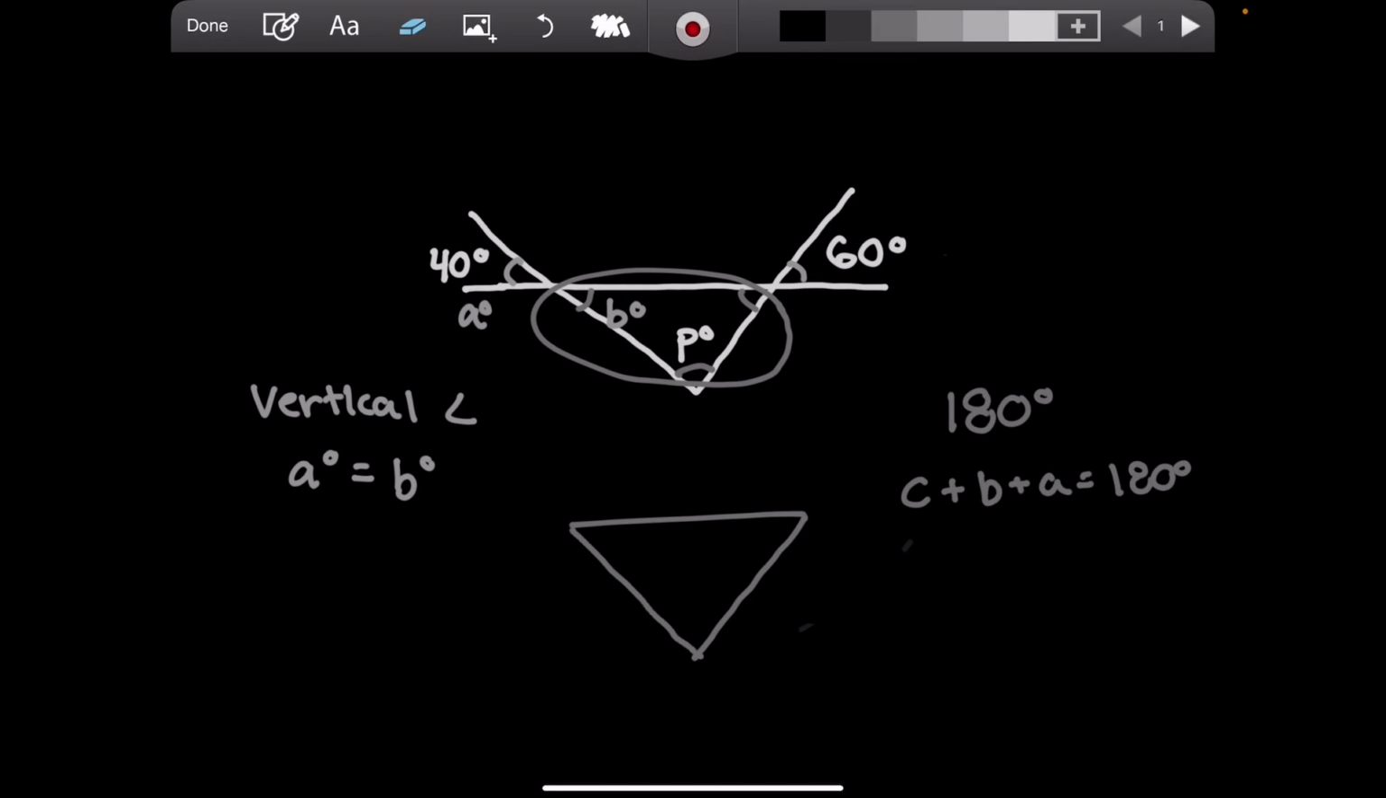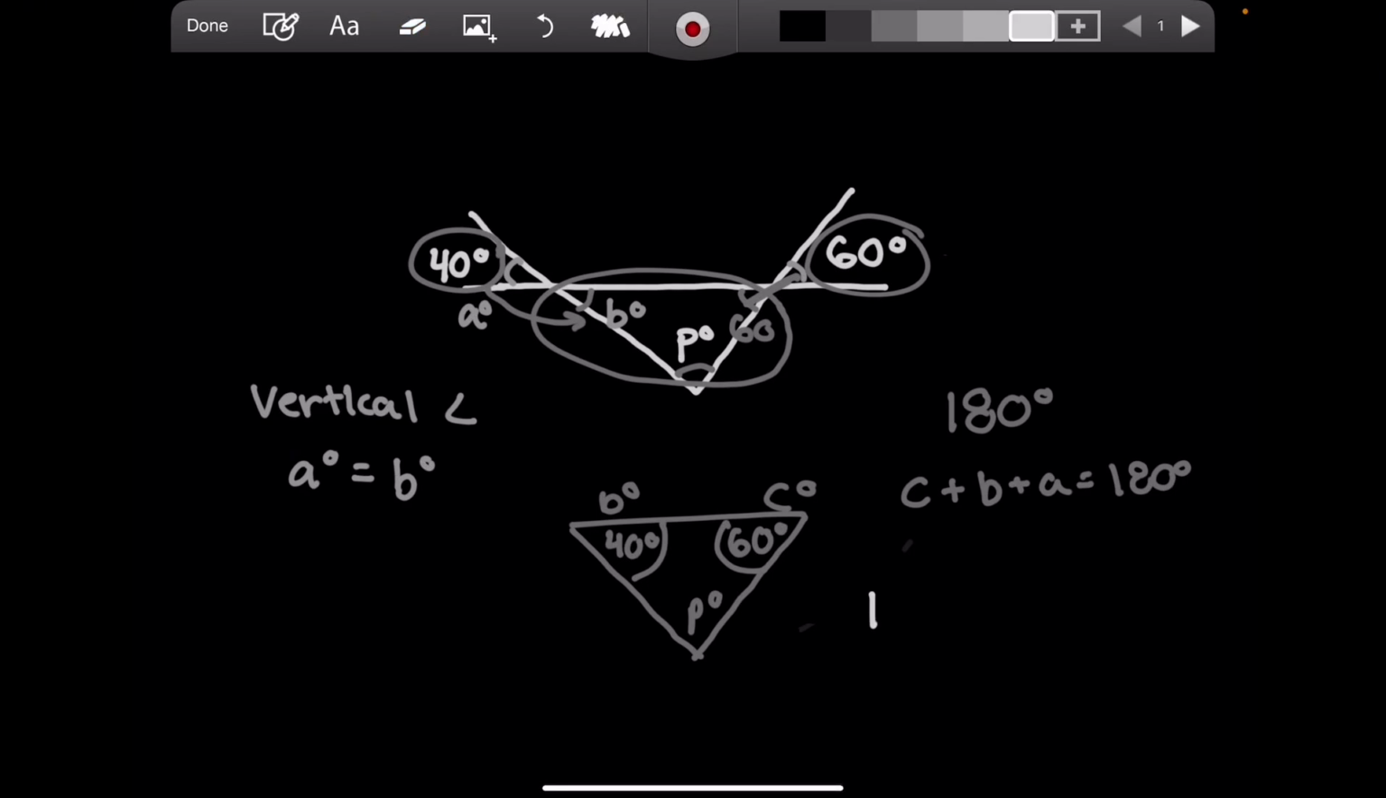Perfect. So there's our triangle, and then this is angle P. Same thing as this. So we can see this angle right here is 40, so that means this angle is also going to be 40. And then we see this angle here is 60, but again, these are vertical angles, so this one's also going to be 60. So now we'll call these angle B and angle C, and then we're looking for angle P.